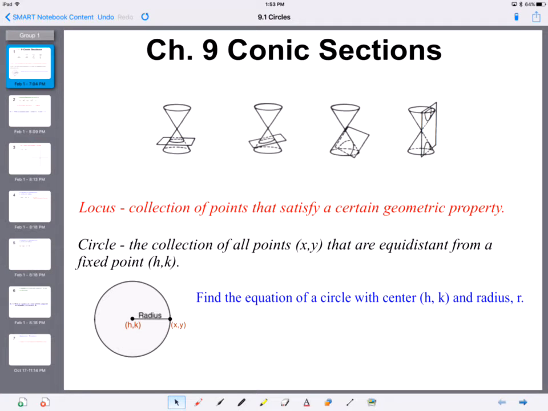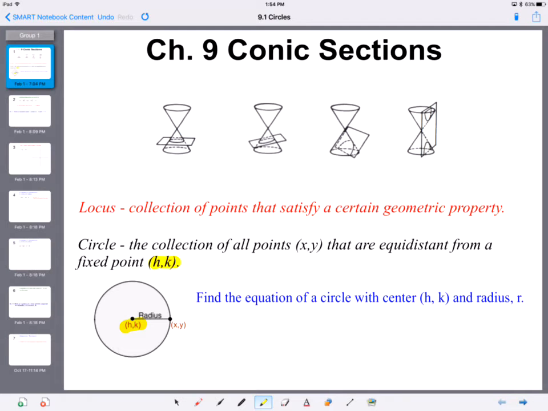First off, just some information. The locus is a collection of points that satisfy a certain geometric property. So all of these things that we're going to be talking about are going to be a collection of points, and they're going to give us those four different shapes that we just talked about. So the first one, once again, is a circle. It's a collection of all points x, y that are equidistant from a fixed point h, k. Well, that fixed point h, k, as you can see here, represents the center of the circle, all right? And the x, y is all those points around that center that are equidistant from it.